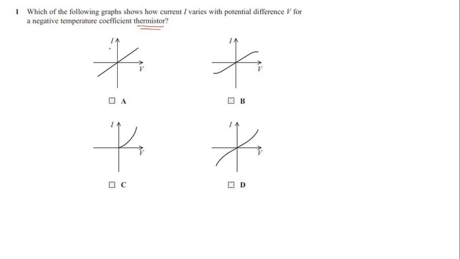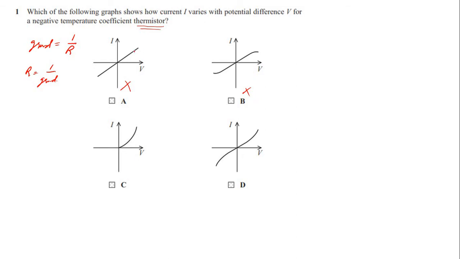So remember, the first and most important thing for an I-V graph is that the gradient of an I-V graph is not resistance, it is 1 upon resistance. That means resistance will be 1 upon gradient. This is the first thing that you need to keep in your mind. Next, because we have a thermistor, we know that with voltage or with current, the resistance of the thermistor changes. So it is not constant. That means the gradient should not be constant. So option A and option B are immediately gone. Don't waste your time.